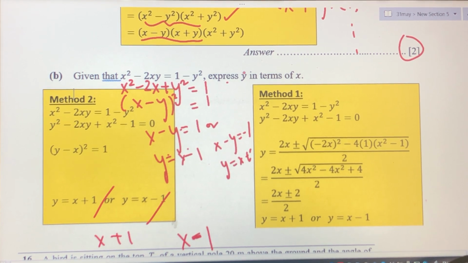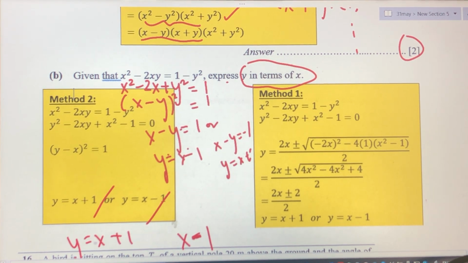Okay? Wrong. Why? Because it says express y in terms of x. You must have a y here. Okay? That's how you wrote for one only, the other one never write. Cannot. You must write for both. Alright? Now, another method is this.